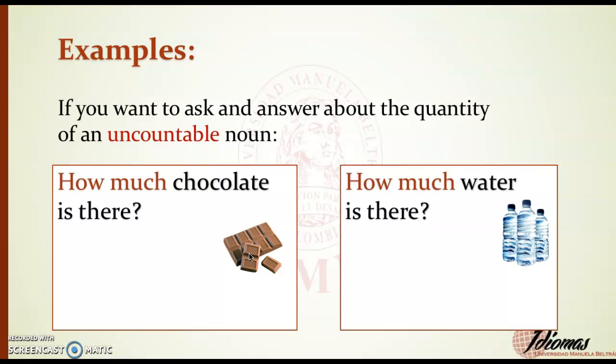Now, let's move on to uncountable nouns. How much chocolate is there? How much water is there? Just look at the pictures and you are going to identify two similarities. The first one is that you have much. You use much because this is uncountable. And you use is because it is uncountable. These are two similarities in both of them.